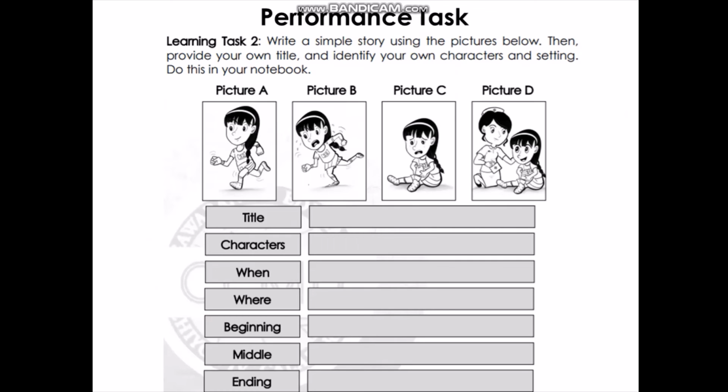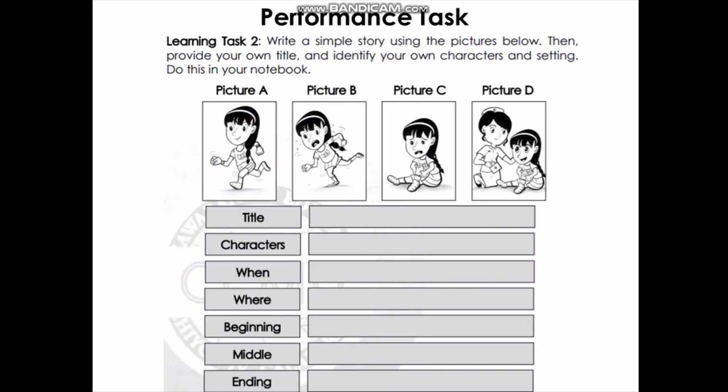Look at the pictures. You base your answers on the pictures that you can see. Look at picture A. Look at picture B. Look at picture C. And look at picture D. Now, if you will give a title to those pictures, based on the pictures, what could be the title? Give your title. You write your answer there. Character. Based on the picture, what is the name of that character? You can invent names. You can invent a name for a girl because that picture shows a girl.